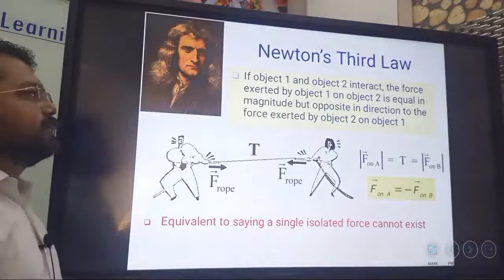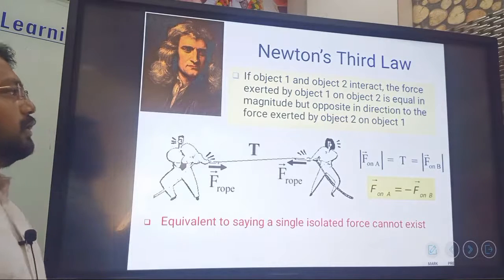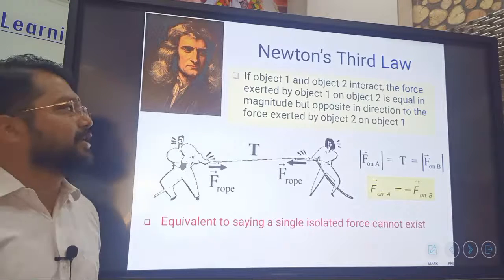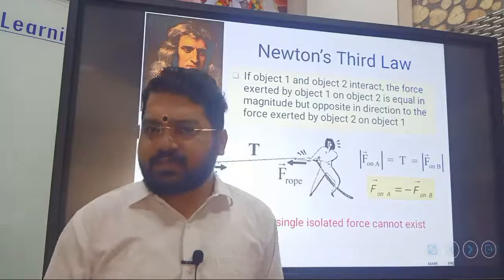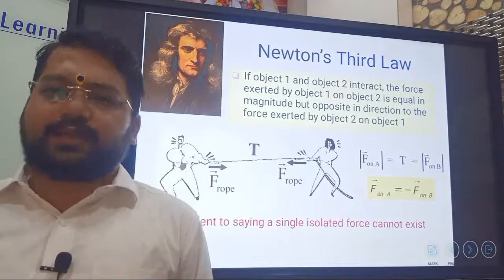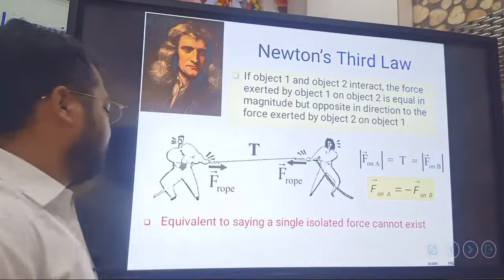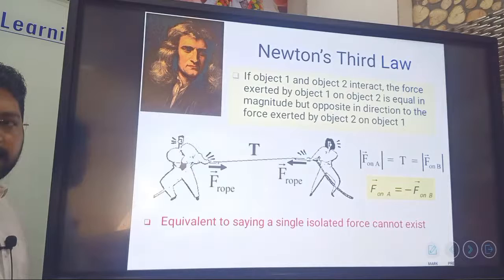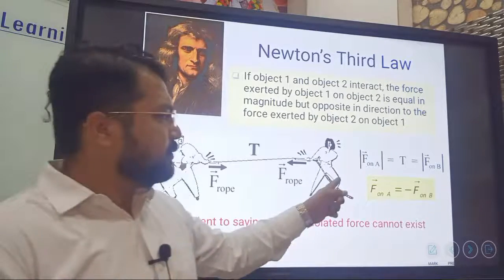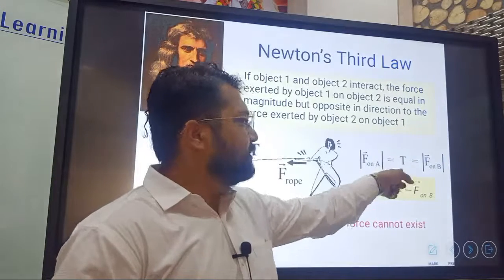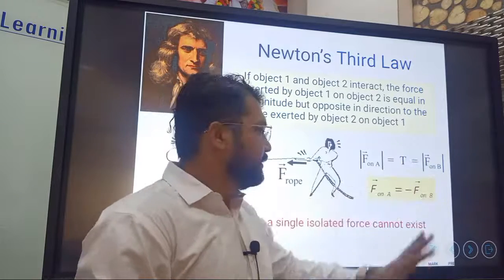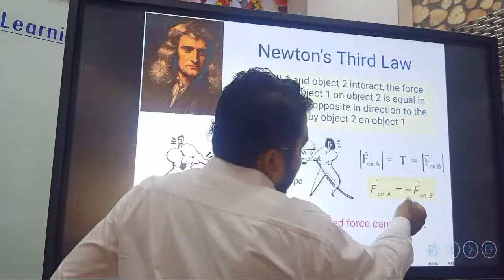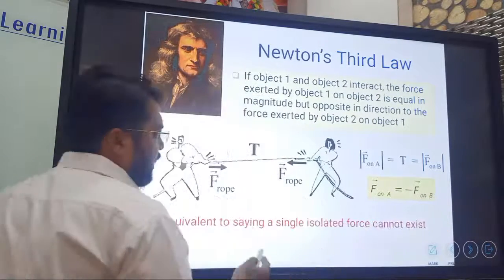Newton's third law. If object 1 and object 2 interact, the force exerted by object 1 and object 2 is equal in magnitude but opposite in direction. Or simply, every action has an equal and opposite reaction. So if both are giving the force, then F on A is equal to T and that is equal to F on B. So if I calculate both here, what will it be? F on A is nothing but minus F on B, opposite in direction.